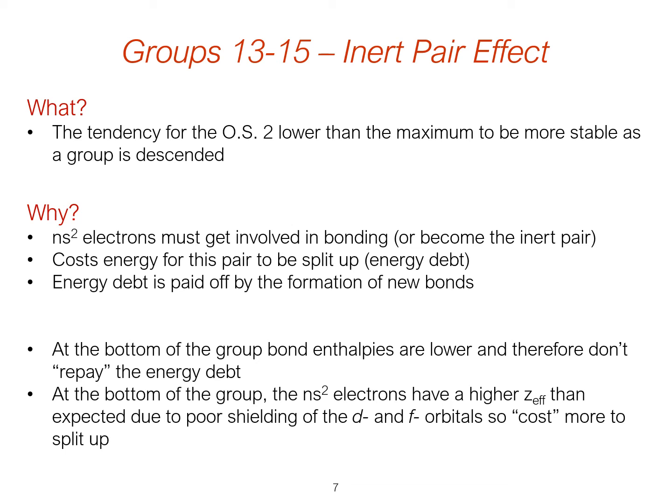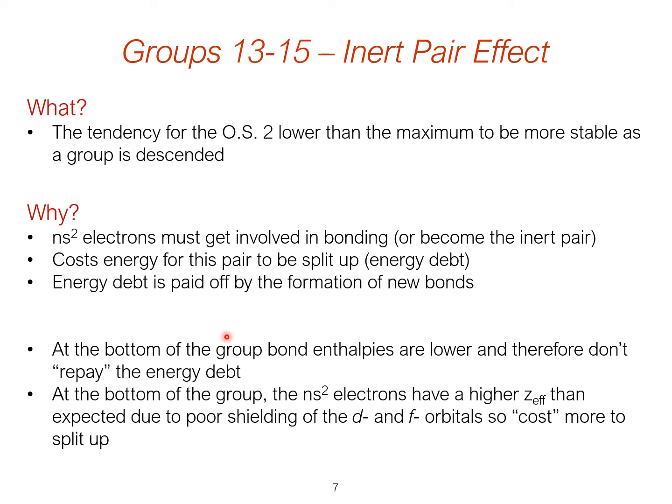So then the question is, why does this happen? Well, to achieve the maximum oxidation state in the group, all the valence electrons must get involved with bonding, and that includes this ns2 pair of electrons. So this pair of electrons in the valence s orbital has to get involved, or otherwise they become what is known as the inert pair. Now, since it's already a happy pair of electrons in a filled orbital, to split it up is going to cost energy. And this is what I tried to show with the valence bond diagram before.